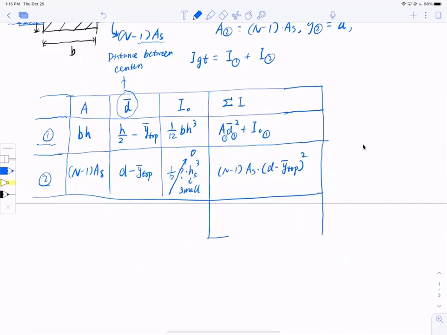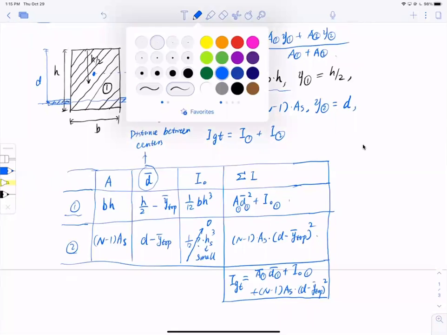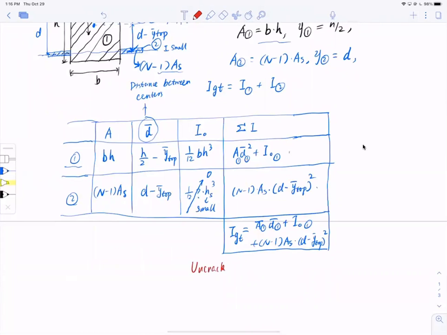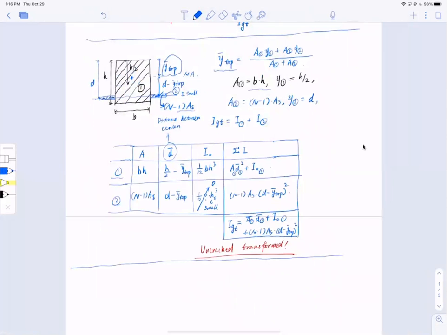Now the total, IGT, is this plus that. So that is A1 d bar 1 squared plus I naught 1 plus n minus 1 times As, multiplied by d minus y top squared. This is how you find the moment of inertia IGT. Note that this is for the uncracked and transformed, elastic section.